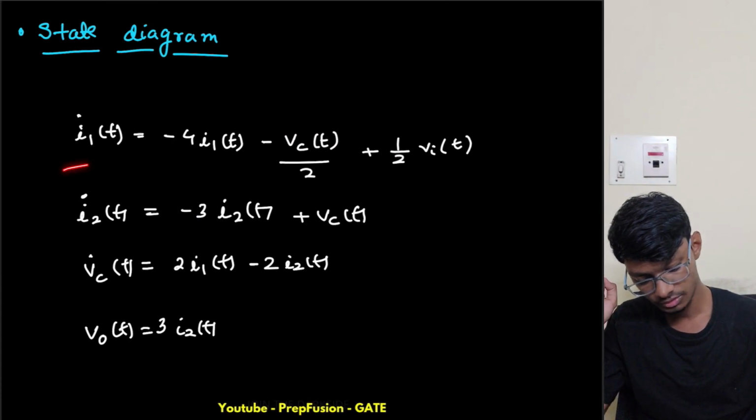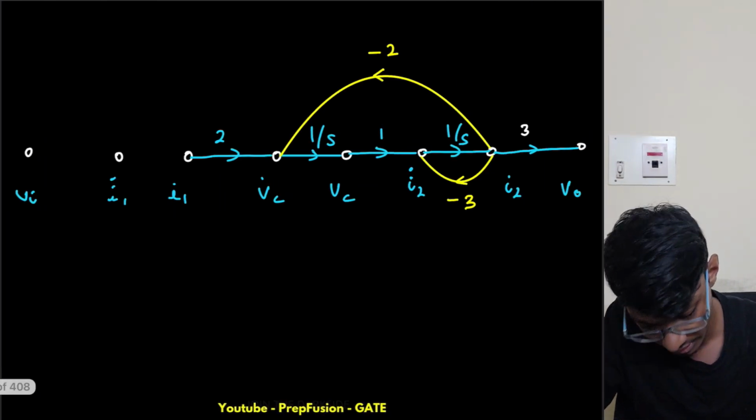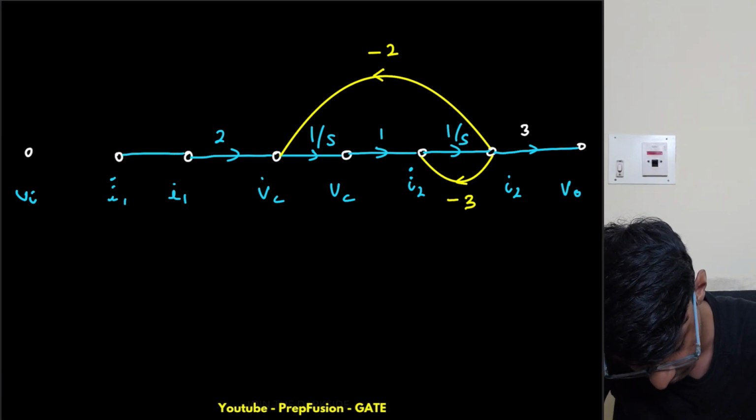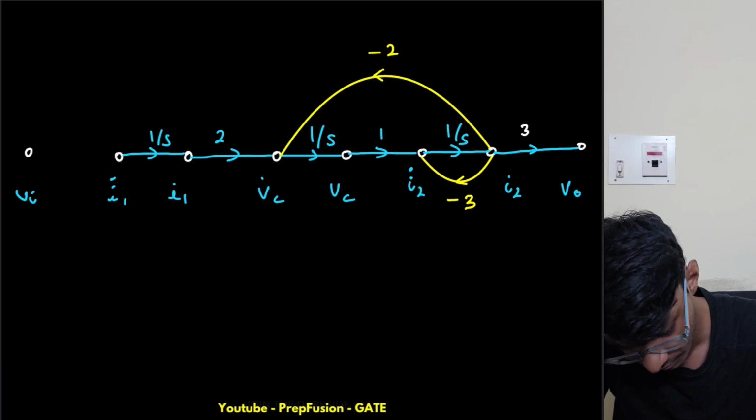i1 dot is equal to minus 4i1. So I have to take another loop of minus 4. This is 1 by s also. This is only 1 by s. I have to take a loop of minus 4i1, so I can take it like this.